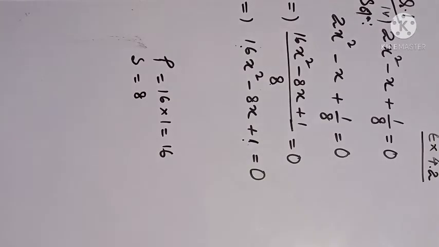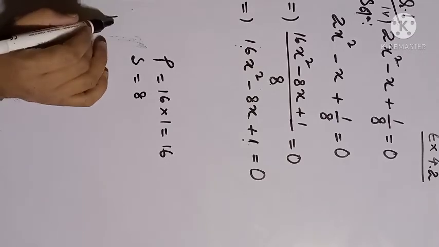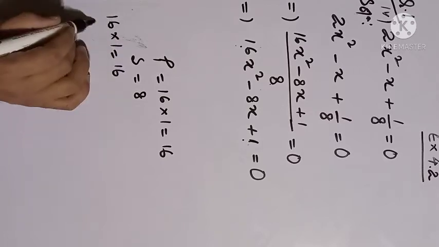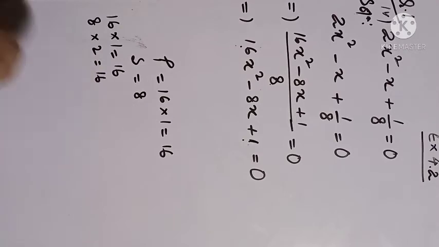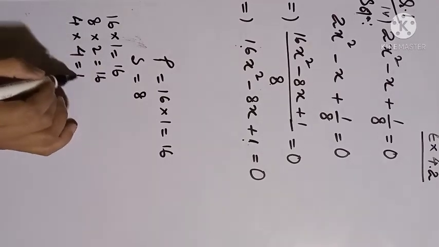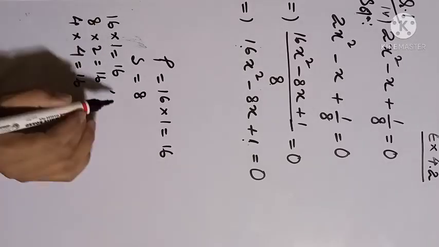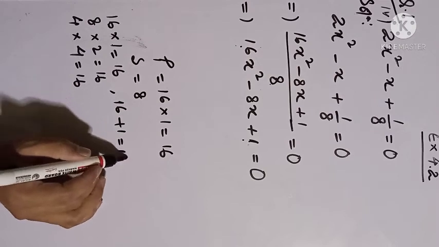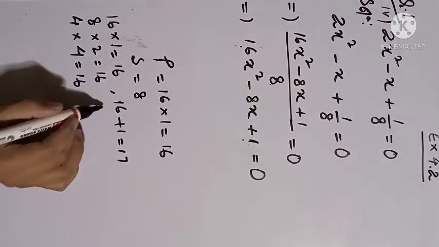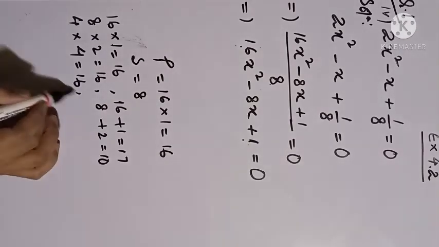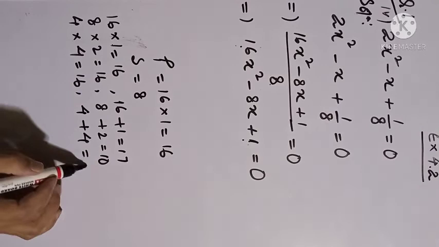Let me tell you the meaning once again. We are going to find the two numbers whose product is 16 and the sum is 8. So let's see the pairs of numbers which give the product 16. 16 into 1 is 16. 8 into 2 is 16. 4 into 4 is 16. Okay, let me add the numbers again. 16 plus 1, we get here 17. 8 plus 2, we get here 10. And then 4 plus 4, we get here 8.